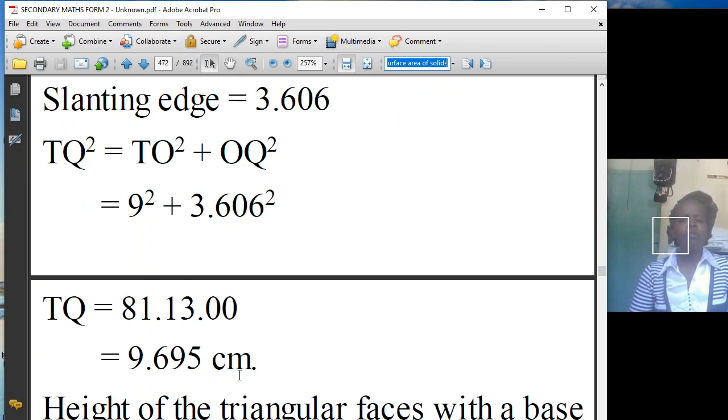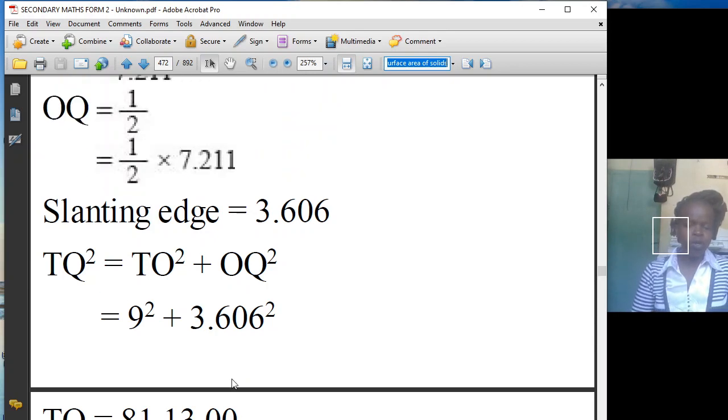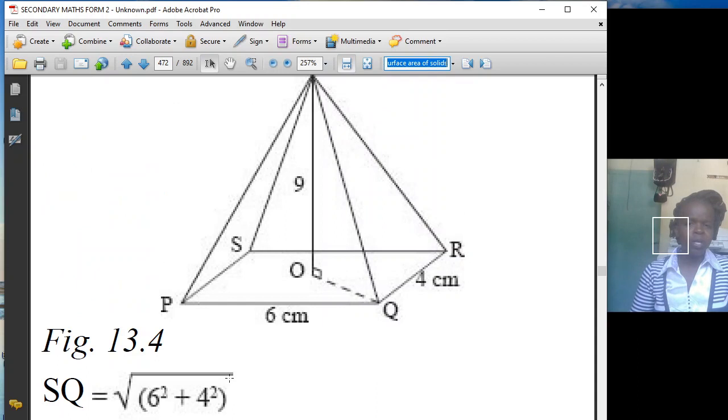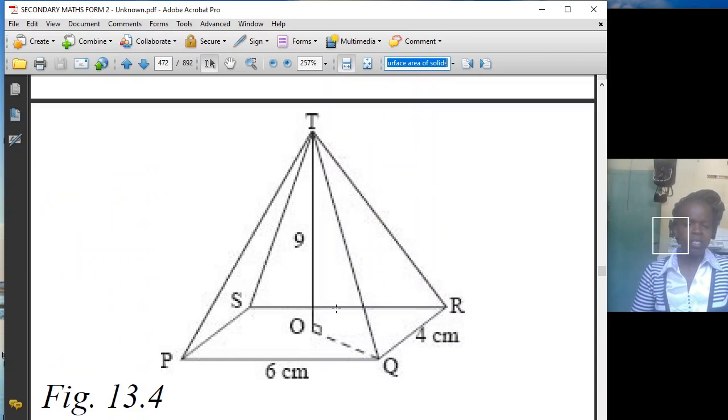Now you will have to move to another step of finding the height of those triangular faces. Sometimes the learners, you can use Heron's formula, yes? But I know most of the learners don't like Heron's formula. They get confused on the way. A learner can decide to use Heron's formula. You have the slant edges. You have the base. Now you want the area of this triangle. You can go for Heron's formula.